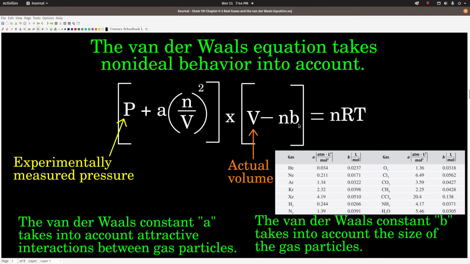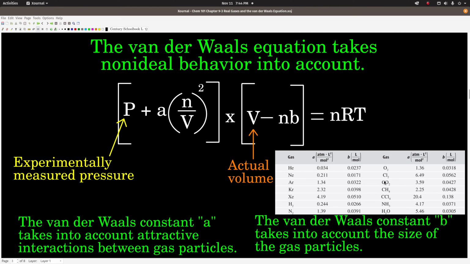And this b here, where n is the moles and b is the van der Waals b constant, takes into account the actual size of the particles. The a constant takes into account the attractive interactions between the gas particles. So the larger a is, the van der Waals constant a for a particular gas, the more strongly they actually interact. And the b constant takes into account the size of the particles. The larger the van der Waals b constant is, the larger the molecules of gas.